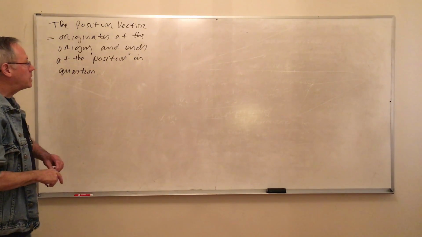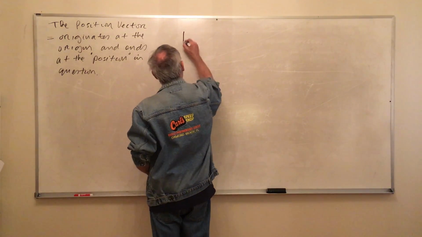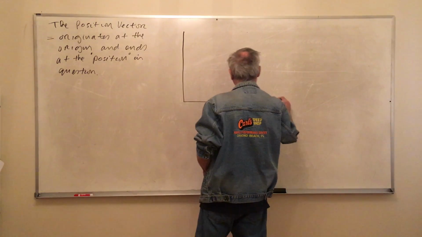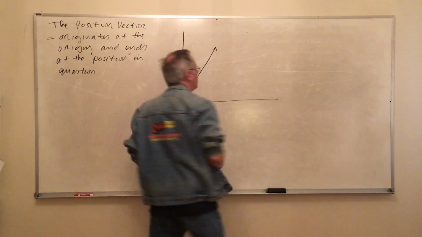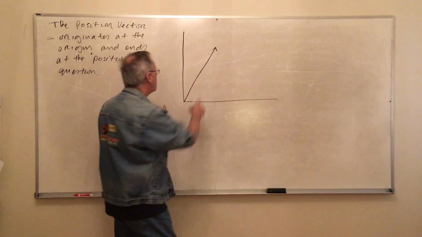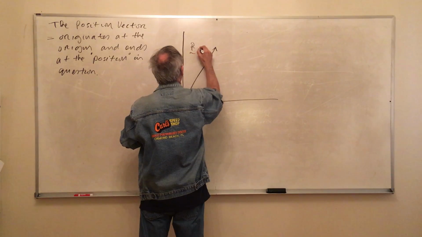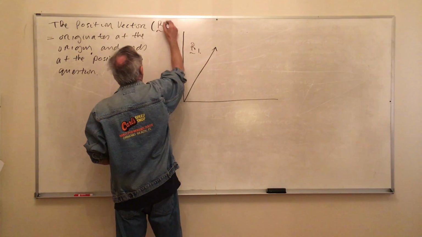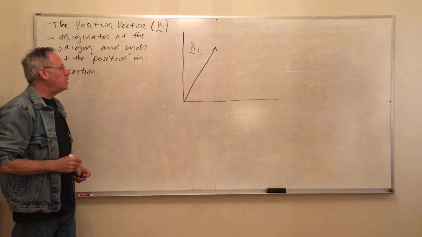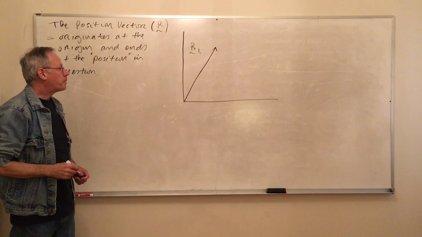When we have a vector that's denoting the position of an object, it is basically an arrow that begins at the origin. We'll call this R1. Now R is the notation usually used for position vectors.